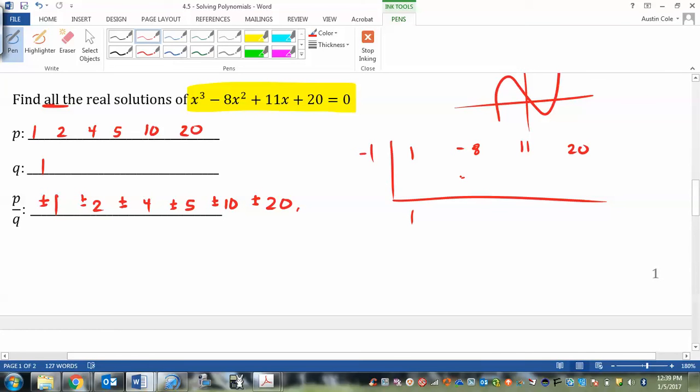So bring down my 1, multiply to get -1, add to get -9, multiply to get 9, add to get 20, multiply to get -20, and add to get 0. Bingo, bango. -1 is a 0. Okay? Now, I have x plus 1 as a factor. Remember that. If -1 is a 0, then x plus 1 is a factor. And now I'm left with x. Remember, this is my remainder, this is my constant, this is my x, and this is my x squared. I'm going to have 1x squared minus 9x plus 20.